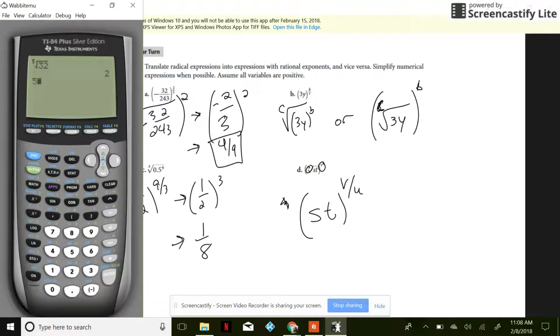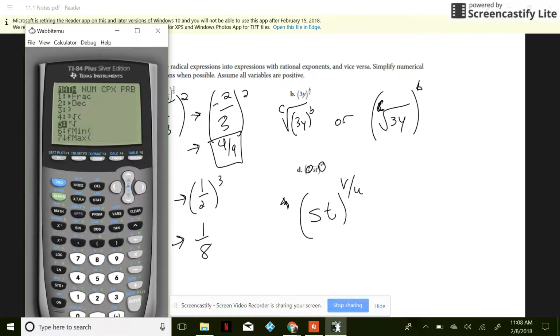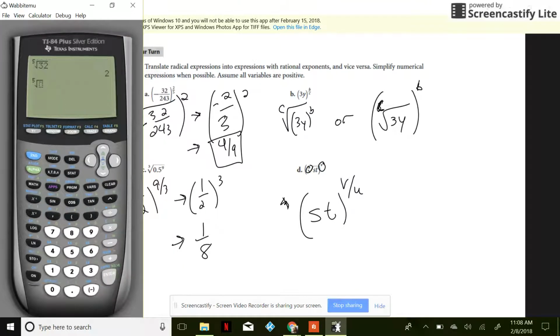And then you can take the fifth root of 243 to see that that is also a perfect fifth. So you can do it that way to find out if something is a perfect root of whatever you're looking for.